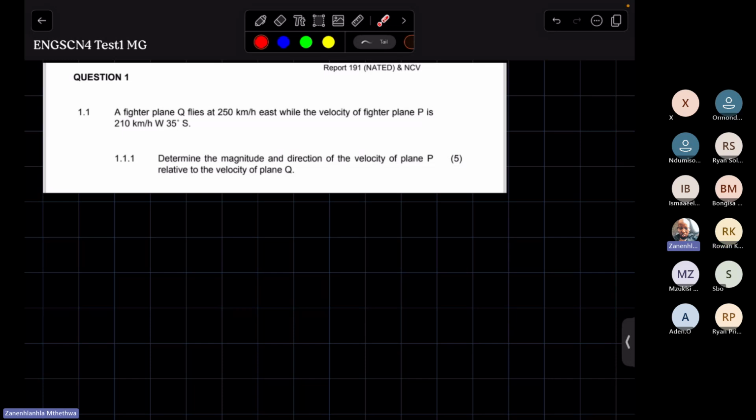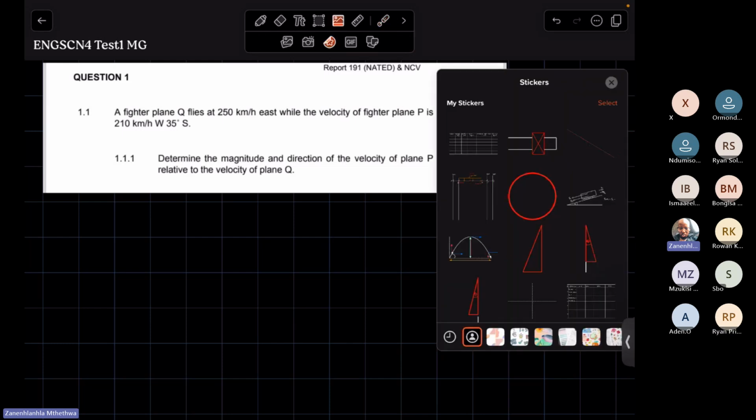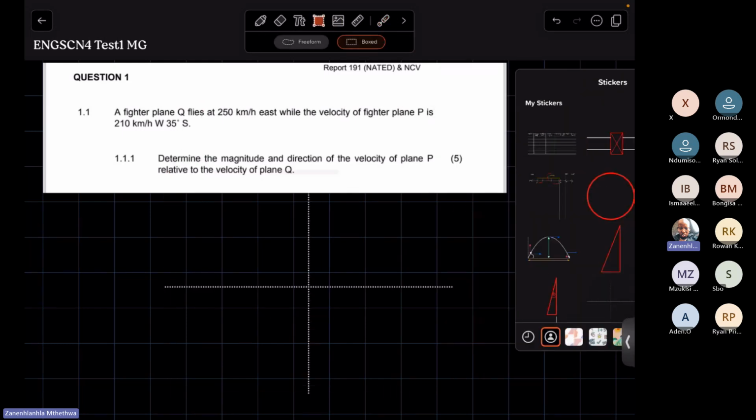Yes, sir. Right. So the vector of the object you represent on the Cartesian plane in a direction that has been given to you, whereas the direction of the frame of reference you draw on the Cartesian plane in a direction opposite the one that you've been given. Are we clear here? Yes, sir. Right.